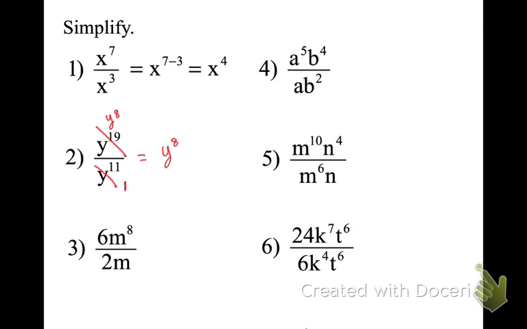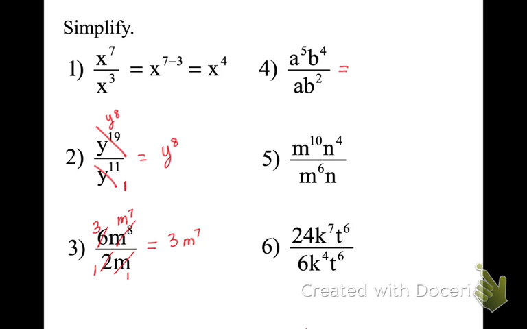I can divide numerator and denominator by 2. I'm left with 1 and 3. I can take 1m out. I'm left with 1. And here I'm left with m to the 7th. So 3m to the 7th over 1. We don't have to write it over 1.